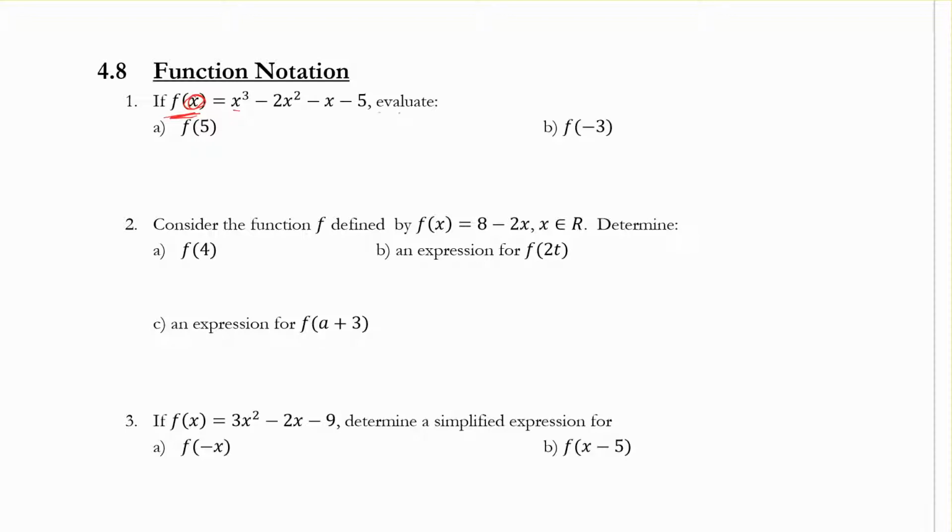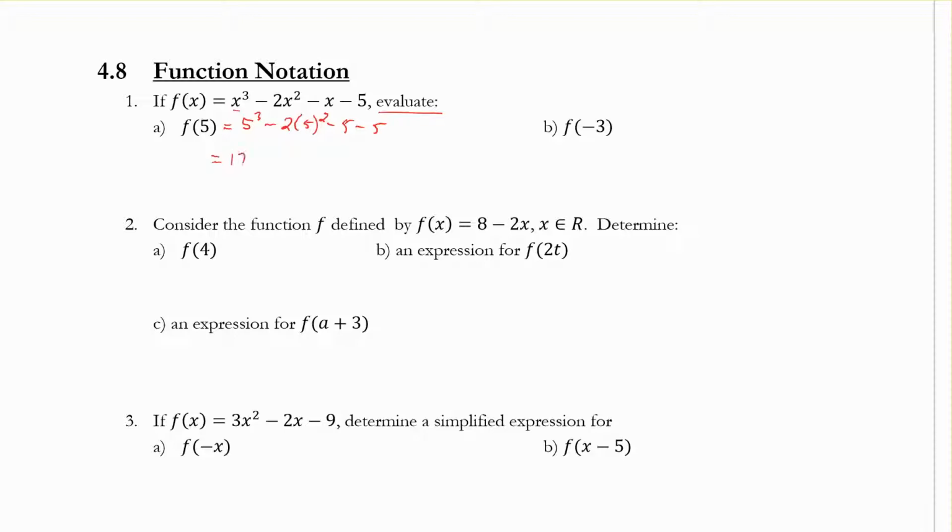So when it says evaluate, all we gotta do is plug 5 into anywhere that there's an x. And that's it. That's all that means. So it means that we're replacing every x in this function with the number 5. So we'd say f of 5 is equal to 5 cubed minus 2 times 5 squared minus 5 minus 5. And that's it. And then we just need to figure out what that actually equals.